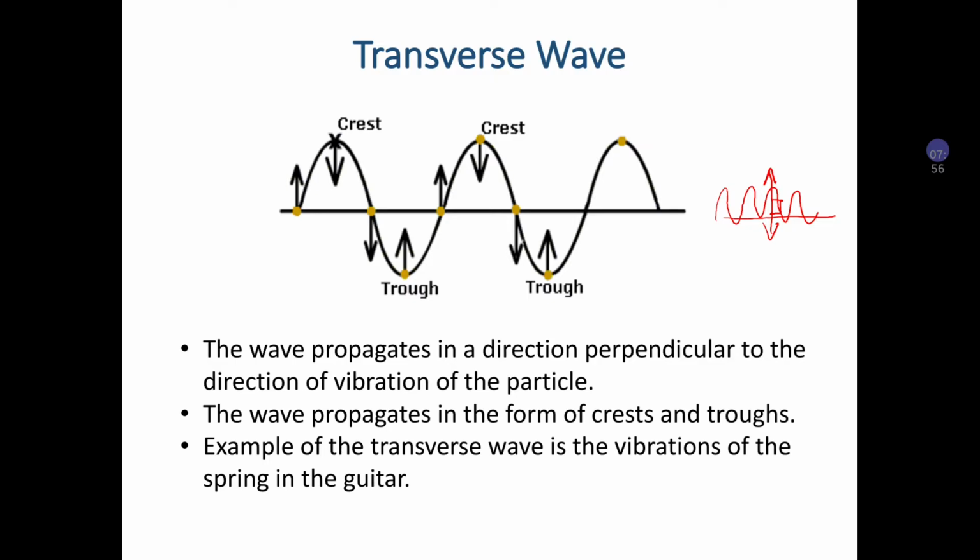Okay, so the wave propagate in the form of crest and trough, which is dia propagates atas bawah. Compare kepada longitudinal wave, dia hanya vibrates in one direction, for example, in x direction. Okay, so example of the transverse wave adalah petikan gitar, which is kita petik tali gitar di dalam x dan y direction, tapi dia punya move of wave tu adalah in x direction.